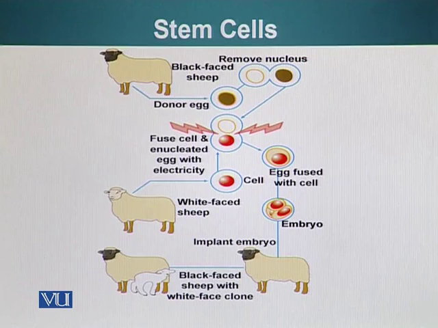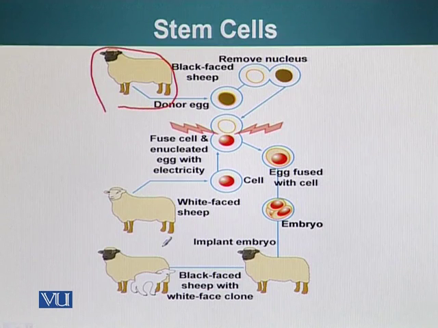So let's see that. Here's the technique which is used basically to clone an animal. The first animal, of course, we know that was cloned was Dolly, the sheep. So here we have two individuals. One is a black-faced sheep, which is going to donate a fertilized egg. From that fertilized egg we will remove the nucleus, so it will become an enucleated fertilized egg cell.